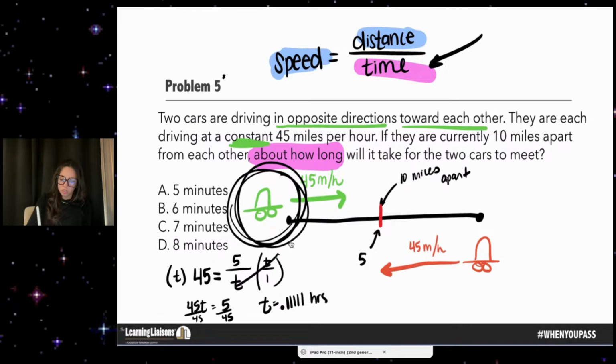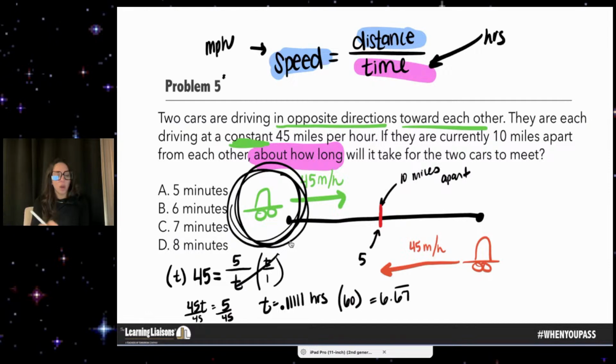0.11111 hours. Because my speed is in miles per hour, my time is going to be represented in hours. How do I flip hours to minutes? Multiply it by 60. And when I do that, it equals 6.67, which is going to round to what? 7 minutes. Good job. It's not going to round down to 6 minutes because it says about how long, so we're going to round up.